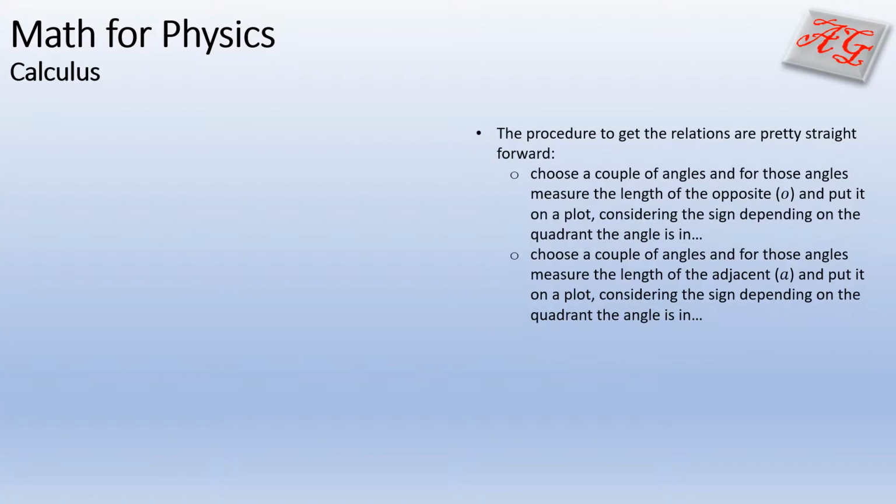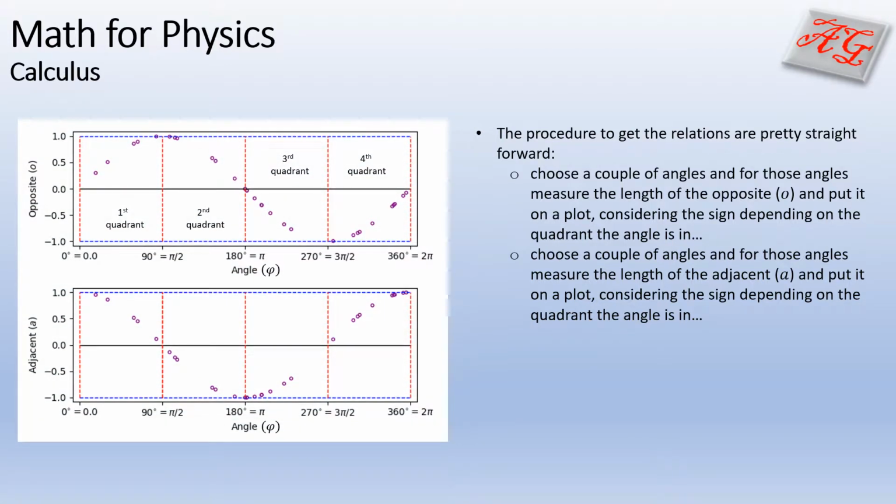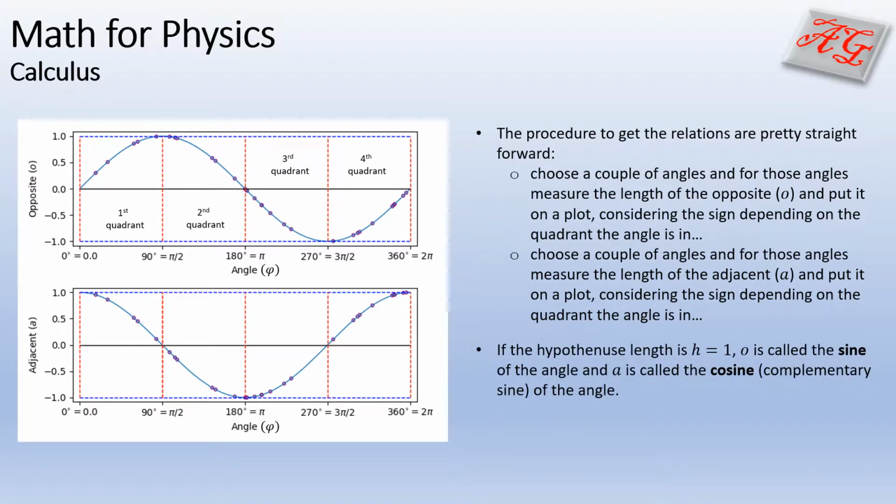The procedure to get the relations is pretty straightforward. You can choose some angles between 0 and 360 degrees and measure the length of the opposite and adjacent sides. With this data, and considering the sign of the sides based on the quadrant they are in, make a plot of these values. Of course, these are just a few values, but you can trace a smooth curve through these values to get the general trend of how these functions change continuously. In the case where the hypotenuse has a length of 1, the opposite side is defined as the sine of the angle phi, and the adjacent side is called the cosine or complementary sine of the angle phi.